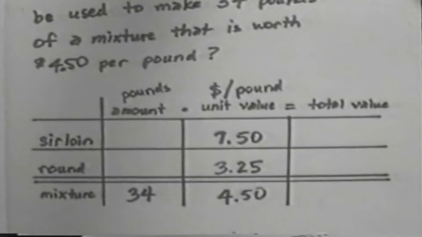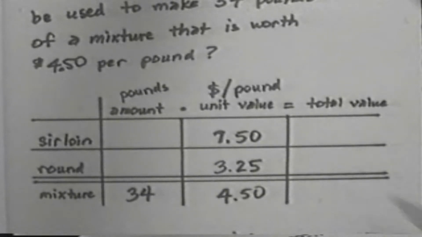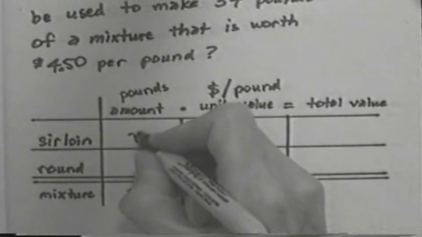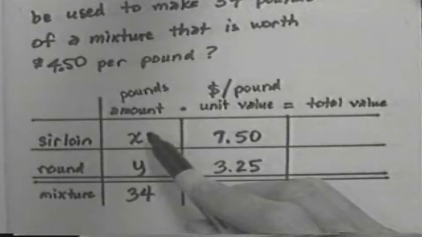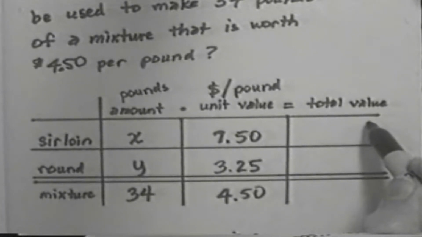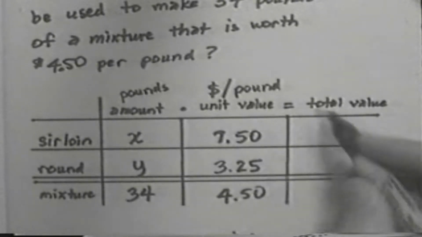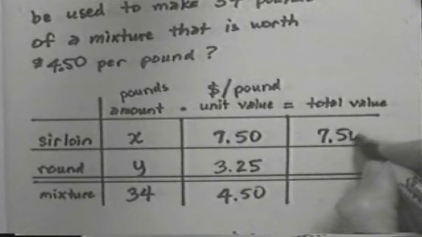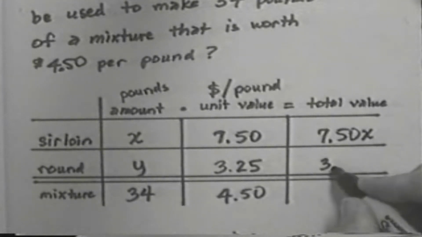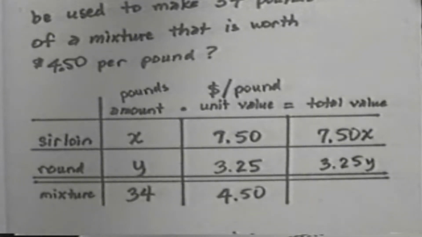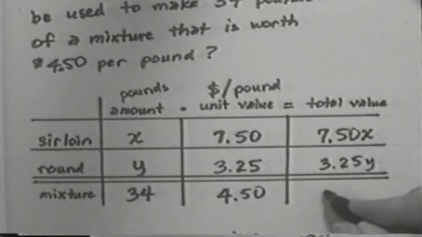Notice that we now have 5 empty spaces in the chart, and it's time to assign letters. We're looking for how many pounds of sirloin and how many pounds of round. The sirloin we'll call X, the round we'll call Y. We know that the amount times the unit value equals the total value, and so going straight across the top we have X times 7.50, which gives us 7.50X. In the second row we have Y times 3.25, which gives us 3.25Y. And in the bottom row, 34 times 4.50. Punch the keys on the calculator and you get 153.